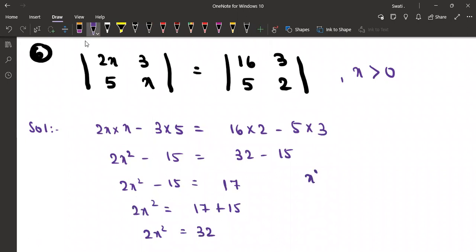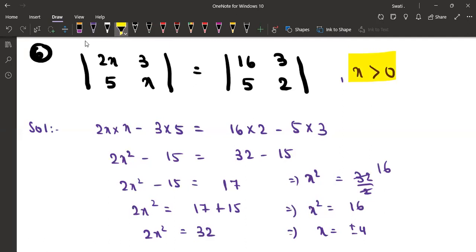So from this, what is the value of x square? x square is 32 divided by 2. So the answer is 16. We are getting x square 16, but we need to find the value of x. So x square 16 implies x equals plus minus 4. But we have a condition given that x has to be greater than 0. That is why we will not consider the value of x which is negative 4. That is why the answer is x equals 4. And this is the answer.